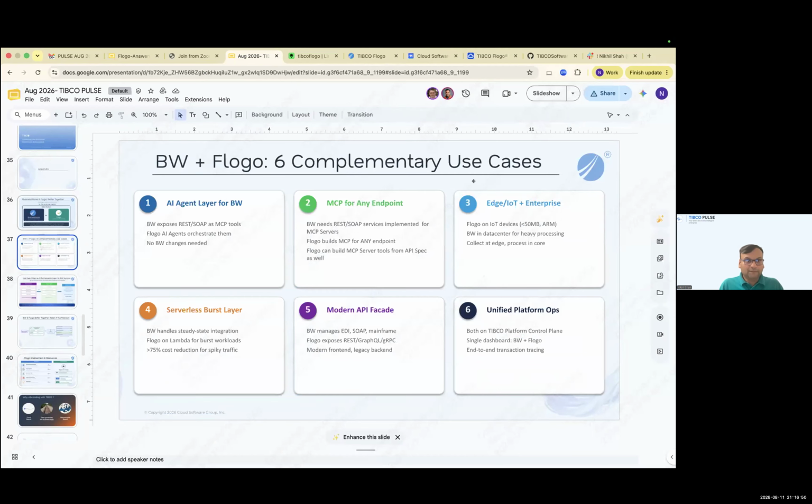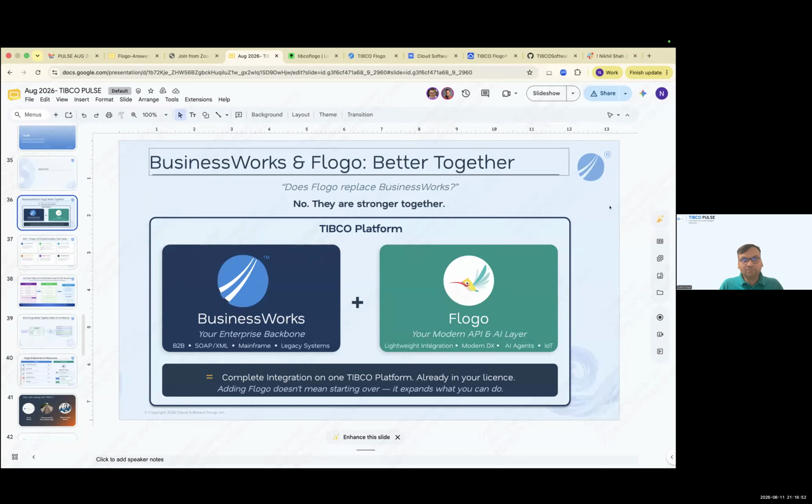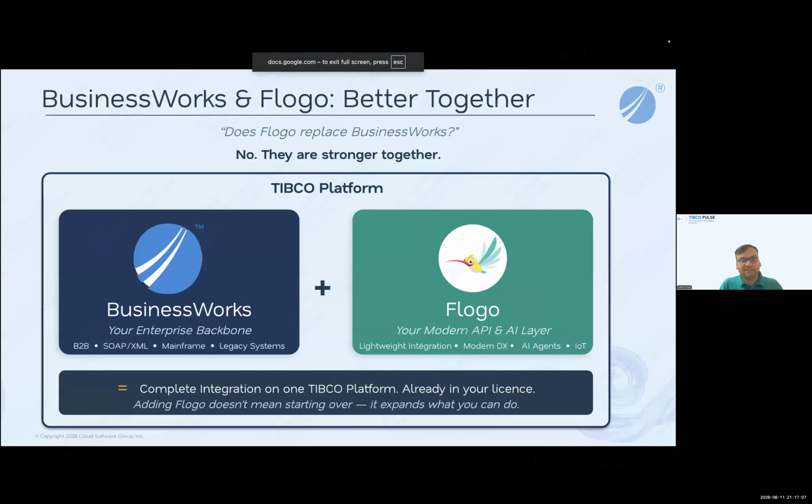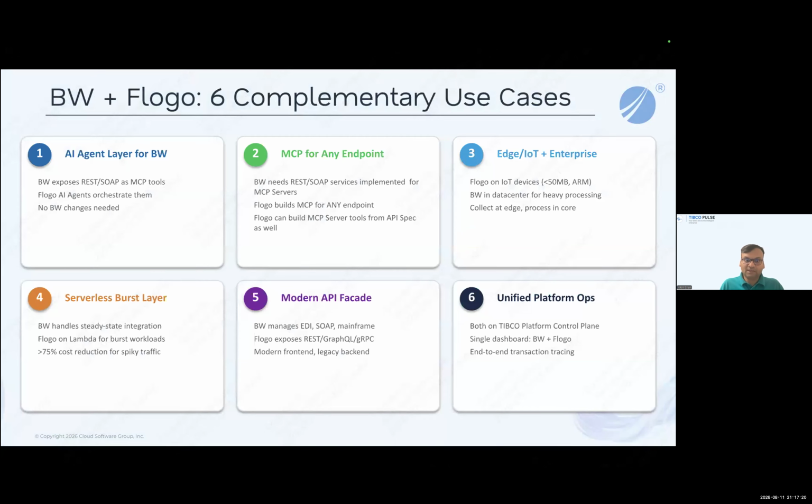As I mentioned earlier, both BW and Flogo are better together products. It's not like by using one you are going to replace the other one, right? And both are available on the TIBCO platform. So whatever you have implemented in BW stays where it is. You don't have to rewrite anything. With Flogo, you can build a modern API and agentic layer. And with the help of both these products, you can build the complete integration solution on the TIBCO platform, which is already in your license, right?